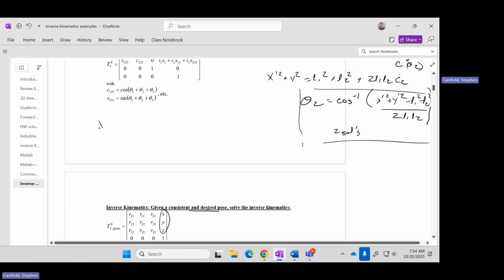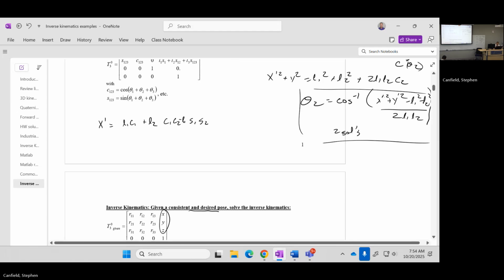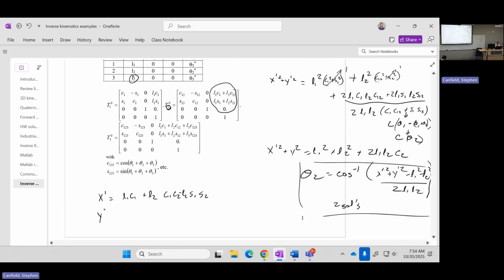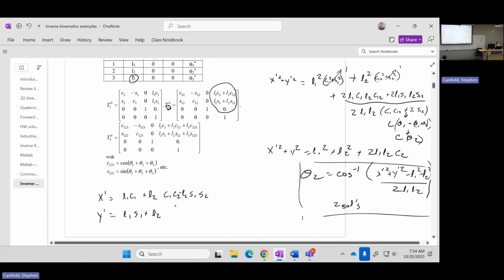So that would give me x prime equals L1 cosine theta 1 plus L2 cosine of theta 1 plus theta 2. So that was cosine theta 1 cosine theta 2 minus sine theta 1 sine theta 2, because that's what cosine 1,2 is, my cosine of theta 1 plus theta 2. And then y prime is L1 S1 plus L2 sine of theta 1 plus theta 2, which is sine theta 1 cosine theta 2 plus cosine theta 1 sine theta 2.